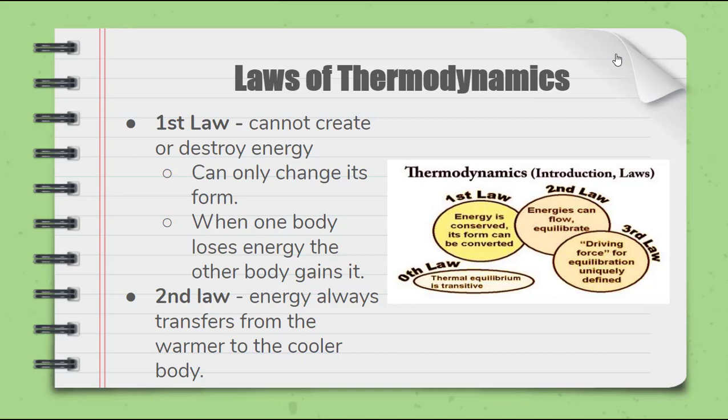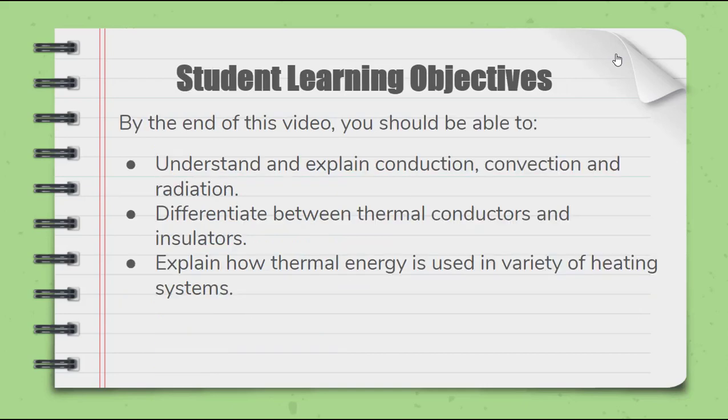So, for example, that hand on a hot stove, whatever energy is being emitted by the stove is being directly absorbed into the hand. There is no energy loss per se. It's just simply being transferred directly from the surface to the hand. And the second law simply states that energy always transfers from the warmer to the cooler body, which makes sense. Energy would go from something that has a higher kinetic energy to something that has less kinetic energy. So that boils down the simple laws of thermodynamics.